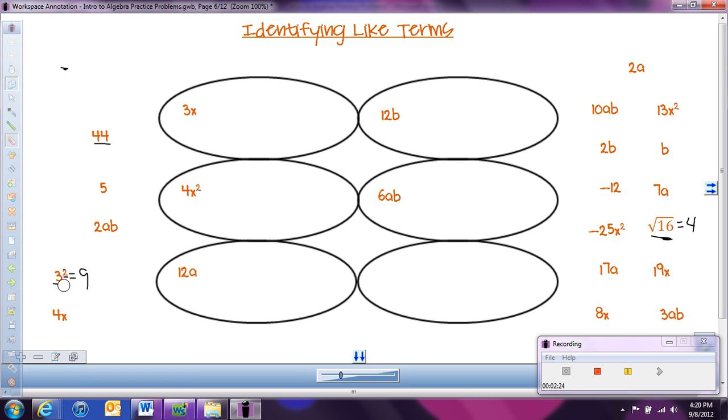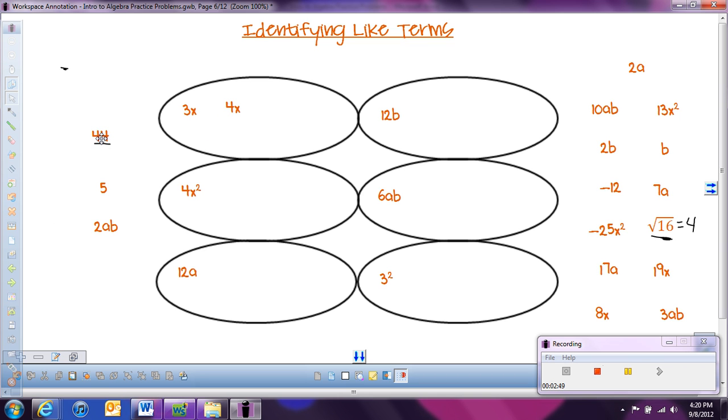And here we have 3 squared, which we said was 9. And that's just a constant. And we haven't had any constants yet, so we'll give that one this oval over here. Now we kind of know what our 6 groups are going to be, so now it should be a little bit easier to sort out the rest of these. Here we have 4x, so we are looking for other terms that have x raised to the first power as its variable. And we can see up here that this is 3x, so 3x and 4x are like terms. They both have x to the first power for their variable.